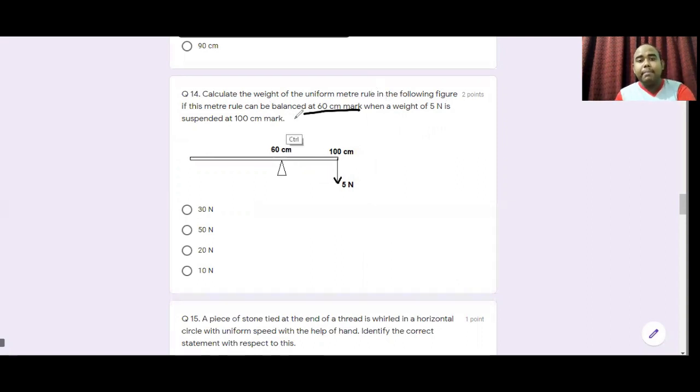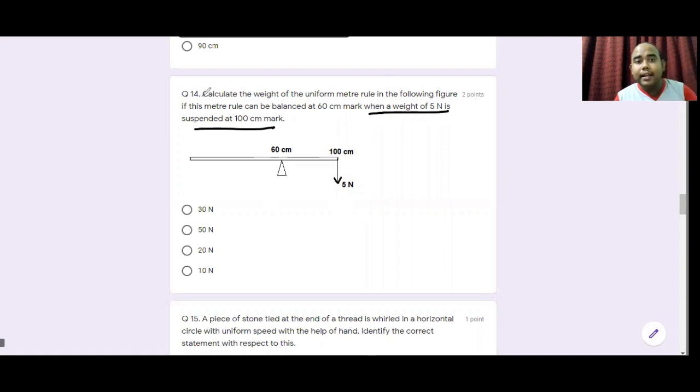And this can be balanced. Balanced का मतलब ये perfectly horizontal balanced है. किस मार्क पे? 60 सेंटीमीटर मार्क पे. It means that the fulcrum, the knife edge, whatever you may call it, is at 60 centimeter. It is very clear from the figure also. When a weight of 5 Newton is suspended at 100 centimeter mark, जब हमने 5 Newton का फोर्स 100 सेंटीमीटर मार्क में सस्पेंड किया, तब ये हॉरिजॉन्टल बैलेंस हो रहा है.